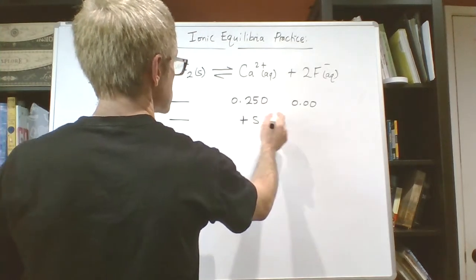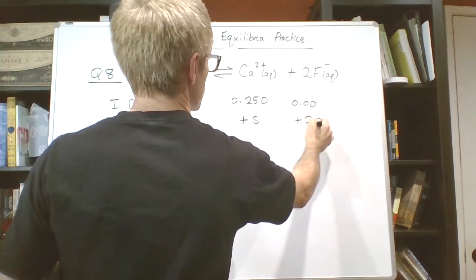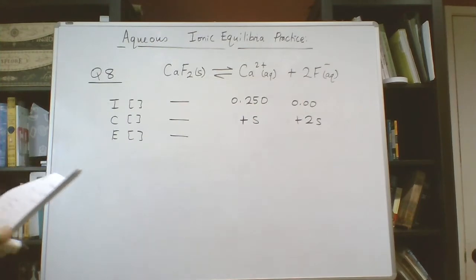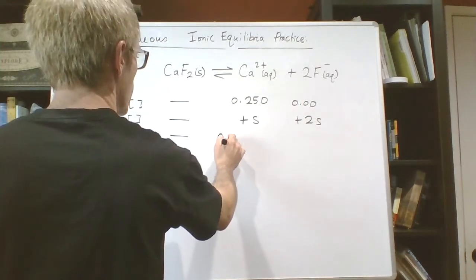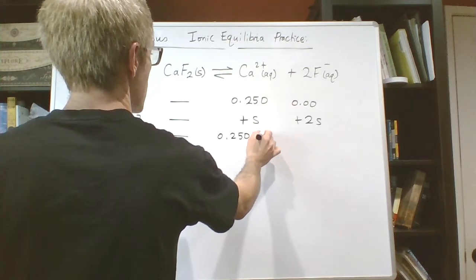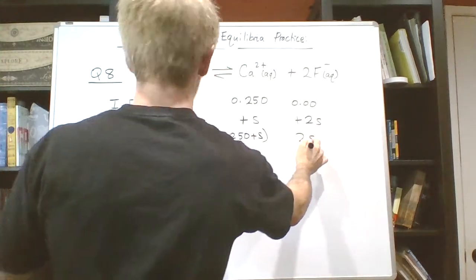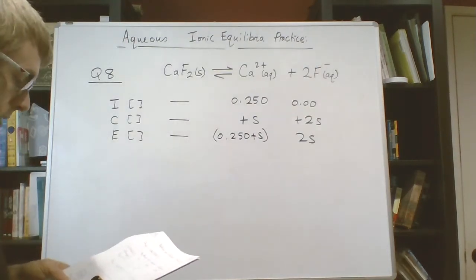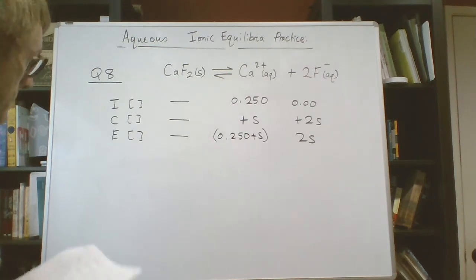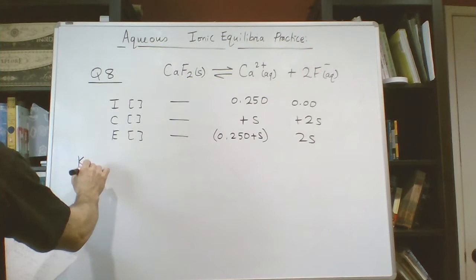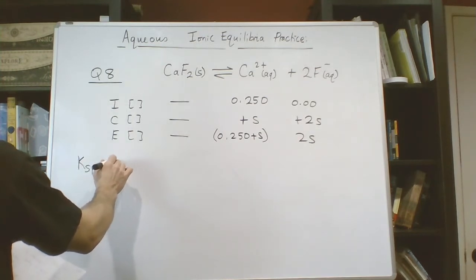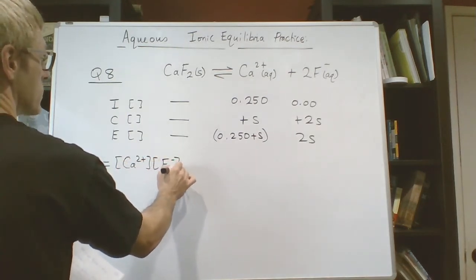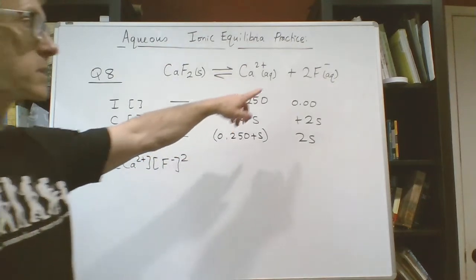So we have plus S plus 2S, 2 because there's a coefficient 2 over here. At equilibrium we add them, so we've got 0.25 plus S, and I've got 2S. In this question, I'm given the KSP value. I'm asked to solve for S. So the solubility product constant KSP is going to be the calcium concentration and the fluoride concentration squared because of the coefficient 2 here.